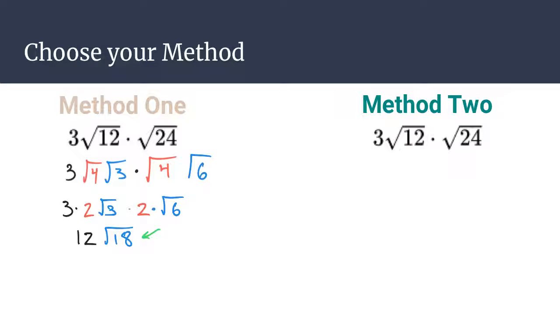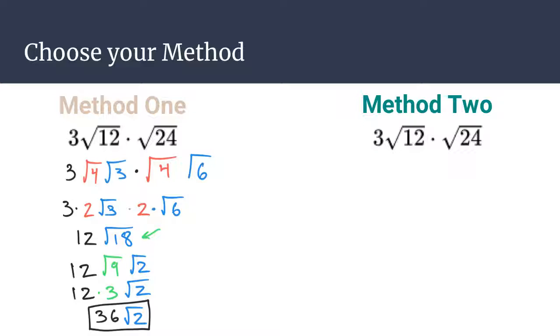But as we take a look, this 18 can be simplified further because 18 can factor into a 9 times 2. And so then what you have is 12 times the square root of 9, square root of 2. Square root of 9 is 3, of course, and then times the square root of 2. So your final answer is going to be 36 times the square root of 2. And you can see that that step there at the very end, you have to be careful for to verify.